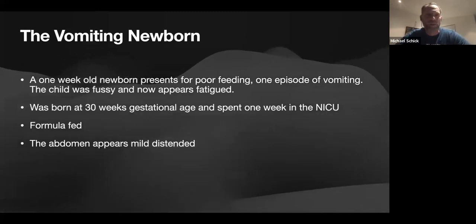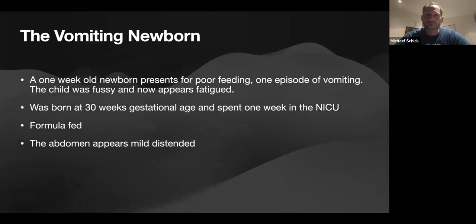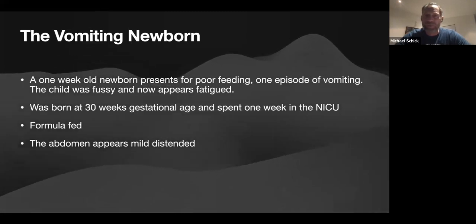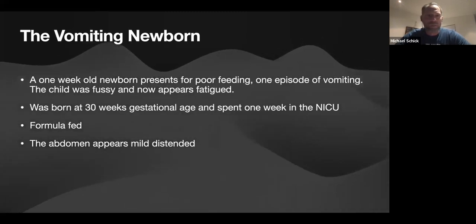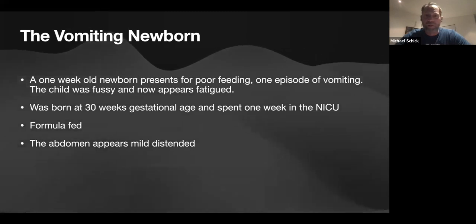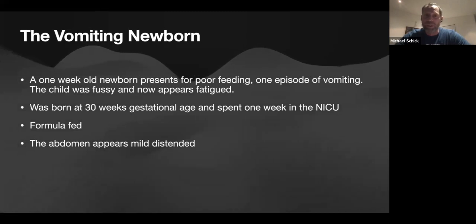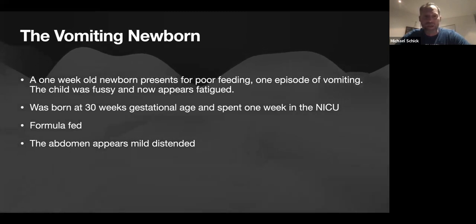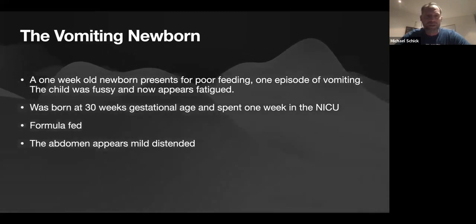Next case is the vomiting newborn. A 1-week-old newborn presents for poor feeding. The child was fussy, now appears very fatigued. Was born at 30 weeks gestational age, spent 1 week in the neonatal ICU, formula fed. Abdomen appears mildly distended.